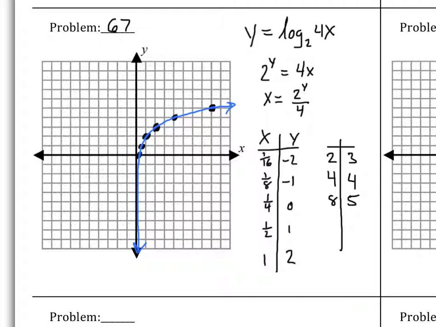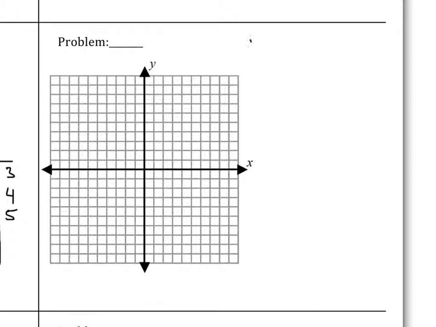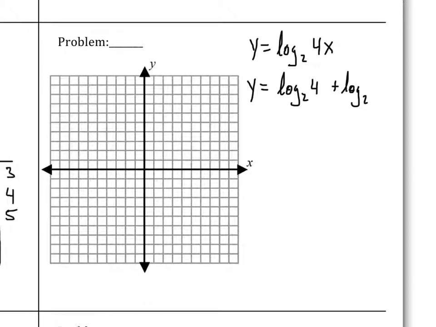Well, now that we're talking about properties of logarithms, what I see here is the log of two things multiplied together. According to our new properties today, how can I break those apart? Multiplication goes with addition. So in the next graph over, I'm going to take y equals log base 2 of 4x and break it apart: y equals log base 2 of 4 plus log base 2 of x.